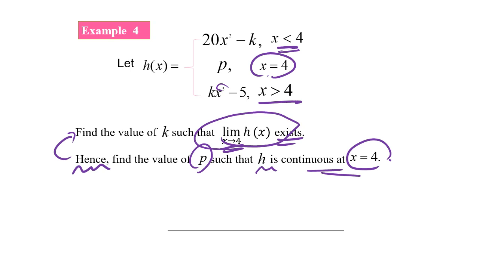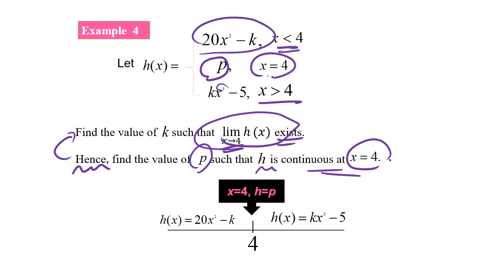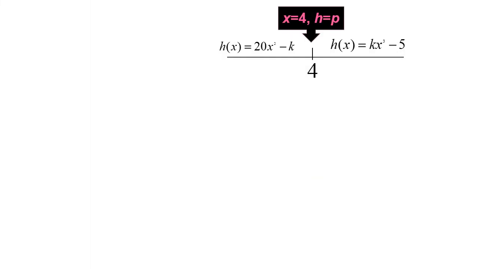So, as usual, for the piecewise function, we need to draw on the x-axis first to indicate which domain with which functions. Okay, so when x equal to 4, the function h is equal to p. And then the left side of 4, we have a function of 20x squared minus k. And the right side of 4, we have kx cubed minus 5.